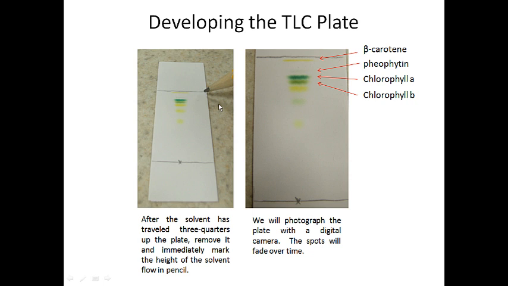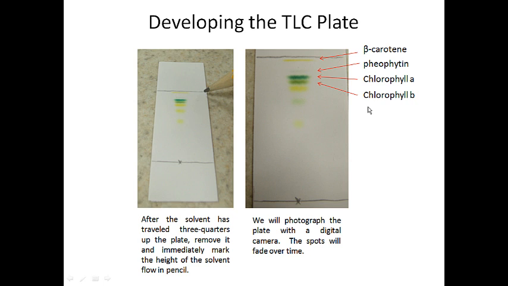So as soon as the solvent has moved 3/4 of the way up the plate, you immediately pull the TLC plate out and you mark how far the solvent moved in pencil again, because that's how we're going to calculate our RF values, and we need to know how far the solvent moved. Obviously, we can measure how far the spot moved.